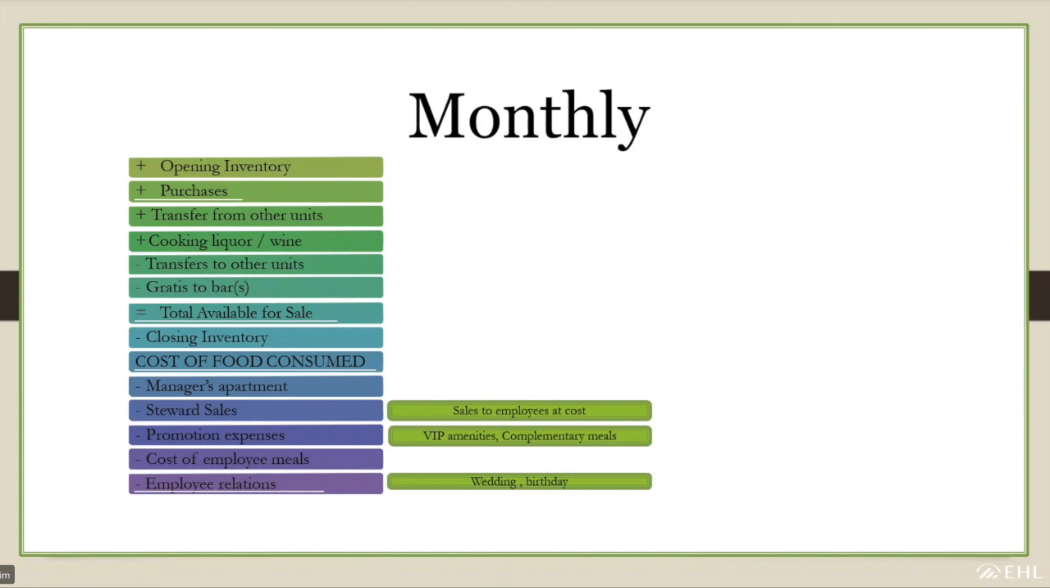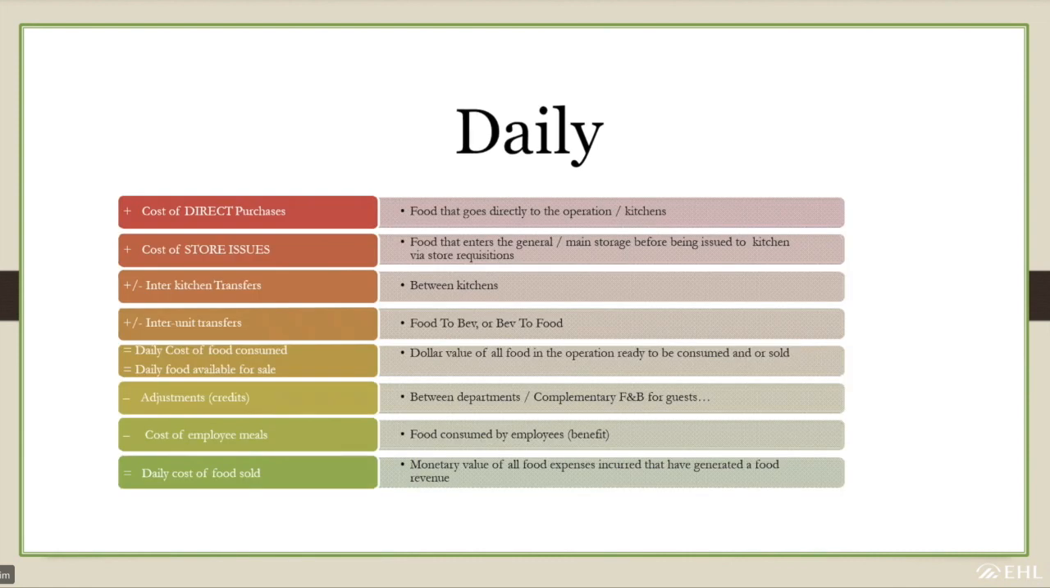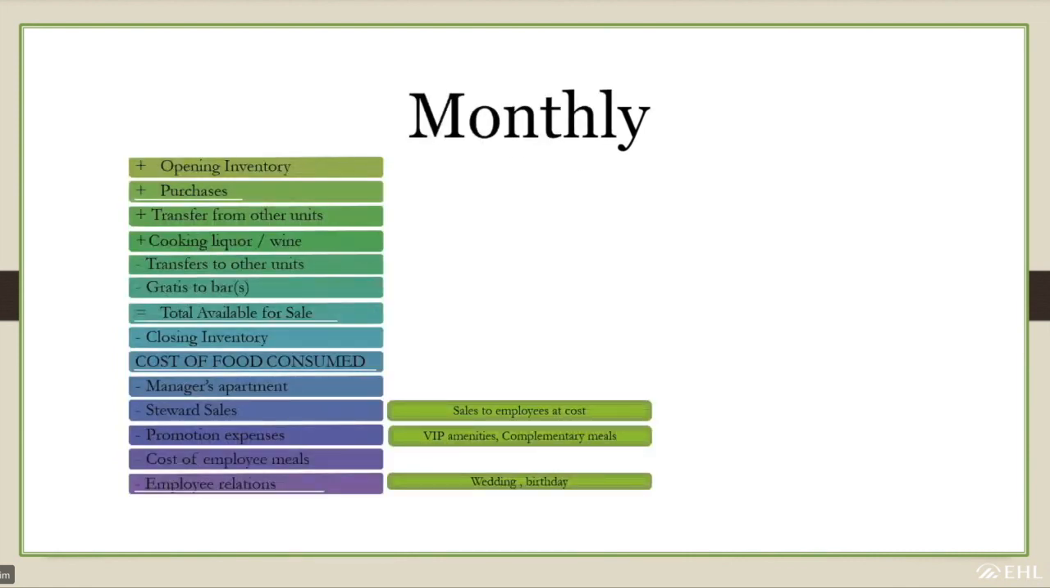What you do monthly as well is the same thing, especially for cooking wine and everything. So this is basically just a slightly expanded model for the large quantity items that you're not controlling daily but only monthly. I think also pretty self-explanatory.